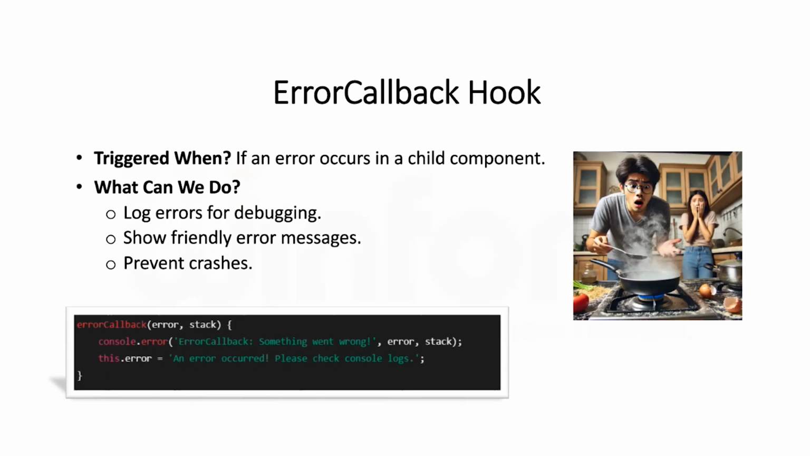And the last one: an error occurs in a child component. What happens when something goes wrong? Maybe you forgot to turn off the pasta after it's cooked, meaning it's burnt. That's the error, right? That's where the error callback comes in. It's used for handling errors gracefully, logging errors for debugging, and preventing crashes in the parent components. Let's dive into the demo. We'll build an LWC component and demonstrate each lifecycle hook in action.